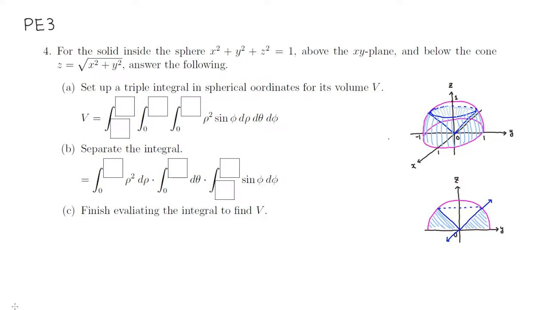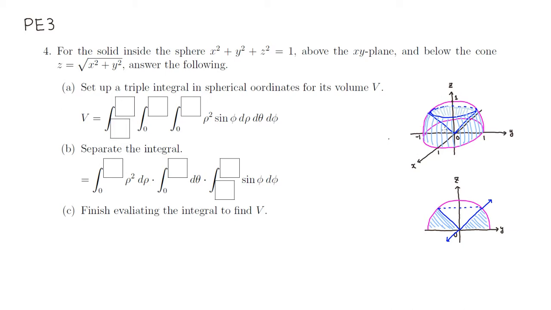All right, let's look at practice exam 3, problem number 4. We have a solid inside the sphere. This is a unit sphere since the radius is 1, and above the xy plane and below the cone, z equals square root of x squared plus y squared. I already drew the picture here.